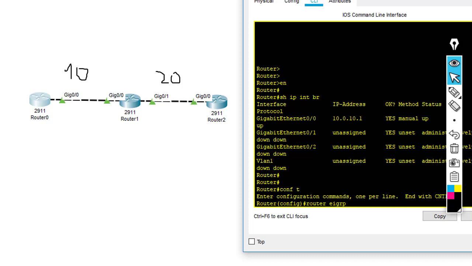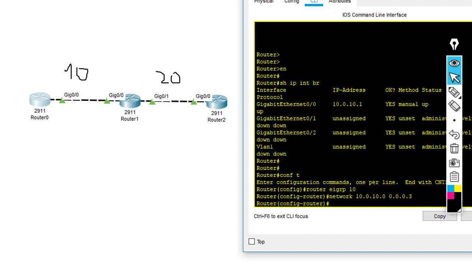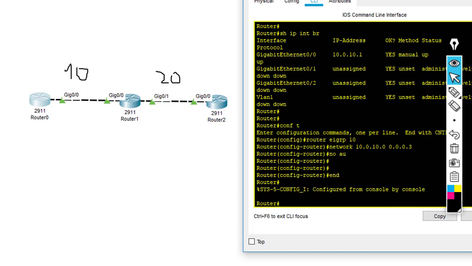Right now I'm going to configure the first router. I'm going to type router eigrp and use AS 10. Then I'm going to say network 10.0.10.0, which is the network connected to my interface. I'm going to use the wildcard mask 0.0.0.3, which means /30. I'm going to say no auto-summary here.